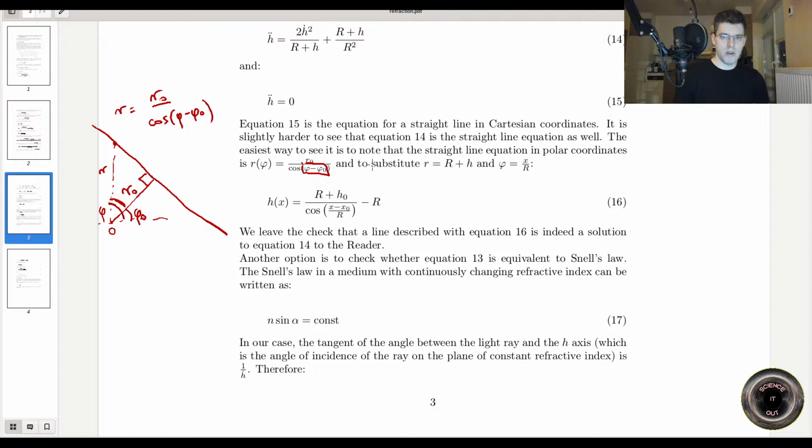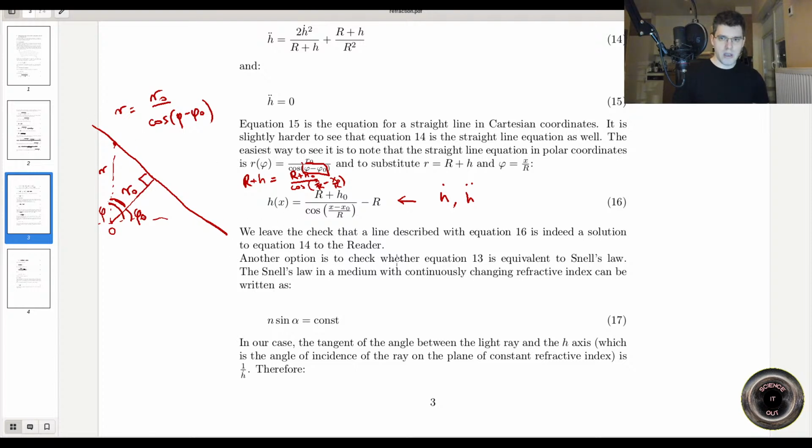Basically, because we can get that r plus h equals r plus h0 divided by cosine of x over r minus x0 over r, and that is exactly what is written here, only in an equivalent form. And then if we take this and calculate h dot and h double dot and substitute in this equation, it turns out that everything works. So this equation is satisfied. So it works in the spherical case as well.